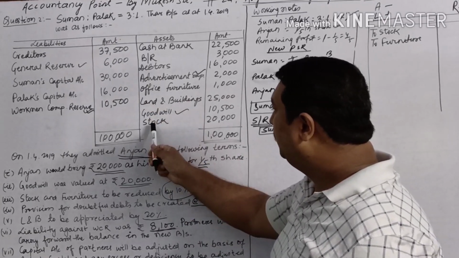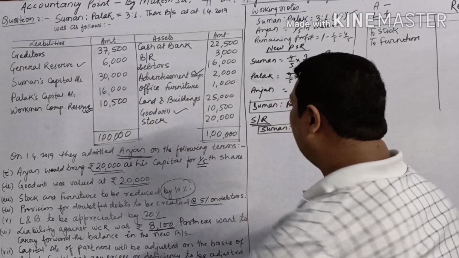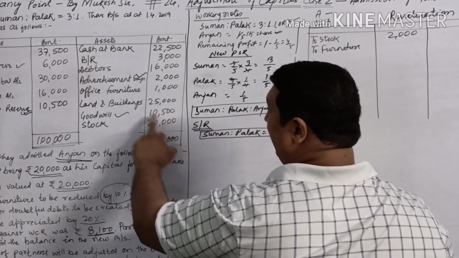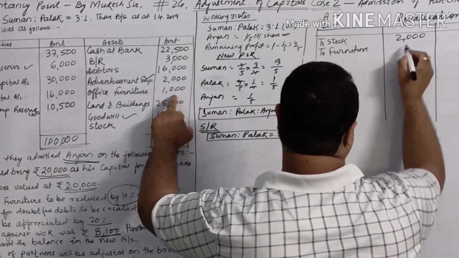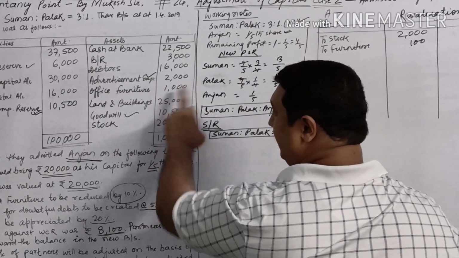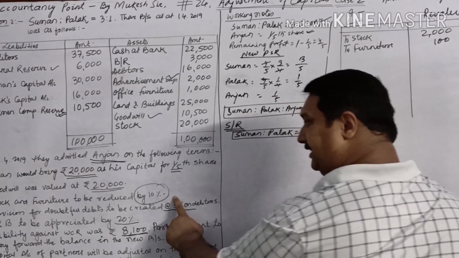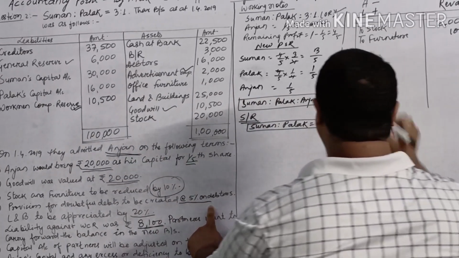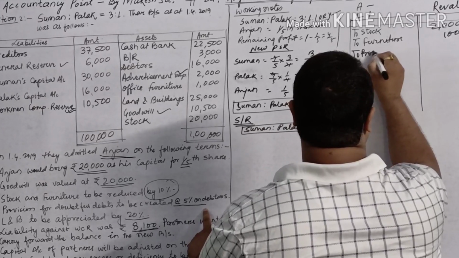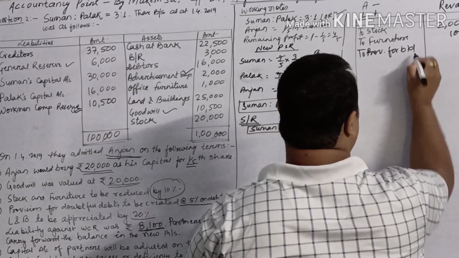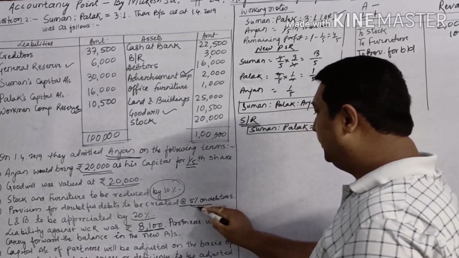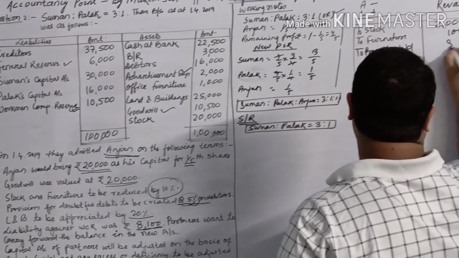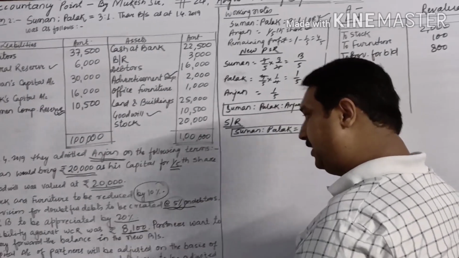We will look at the balance sheet. The stock is rupees 20,000, so 10% of 20,000 is rupees 2,000. And office furniture is 1,000, 10% of that will be rupees 100. So we have done with this. Second is provision for doubtful debts to be created at the rate of 5%. This is a liability increasing. So provision for bad debts will be 5% on debtors. Our debtors are 16,000. 5% of that will be rupees 800.